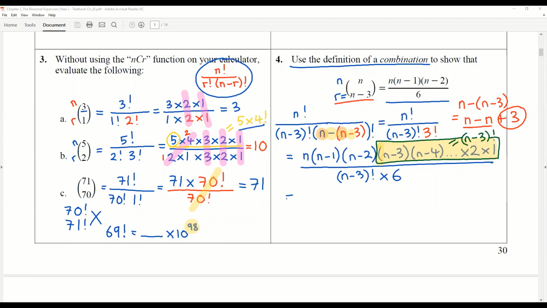Now you'll see the nice cancellation. So we get n minus 1, n minus 2, and then the rest I can call n minus 3 factorial. What a bonus. All over n minus 3 factorial times 6. And we can show that there's this really nice cancellation. This is all going to cancel, and we're left with our result. So just one more step now.